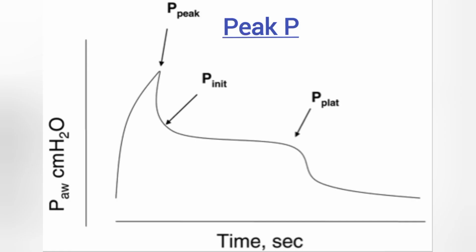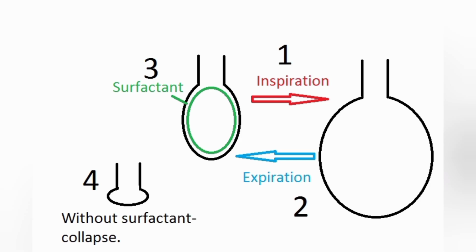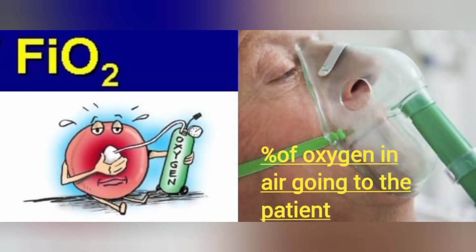Then peak pressure. It is the pressure built in the lungs after inhaling oxygen at the lungs' fullest capacity. That means it is the maximum pressure of the lungs after inhalation. After that, PEEP. PEEP means positive end expiratory pressure. When the lungs exhale the gas out, some pressure always remains in the lungs. That pressure is called PEEP. PEEP is a natural safety term which prevents the lungs from collapsing. After that, FiO2. It is the percentage of O2, that is oxygen, set in the air mixture going to the patient.